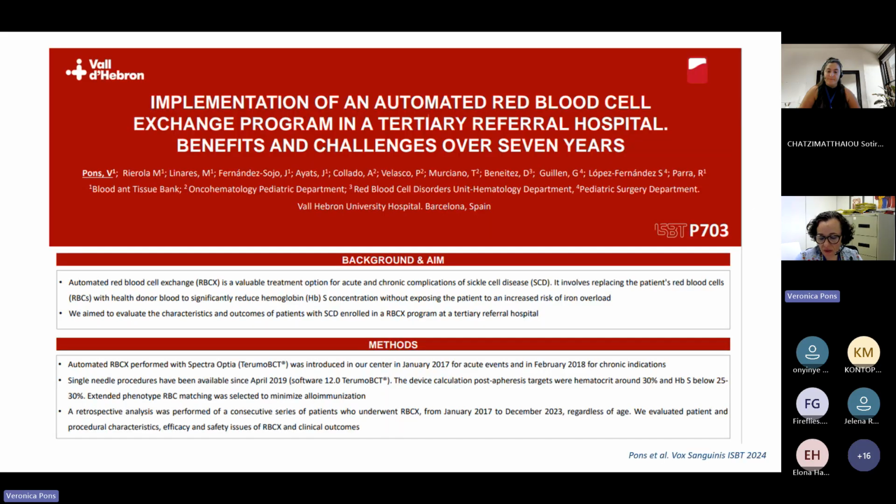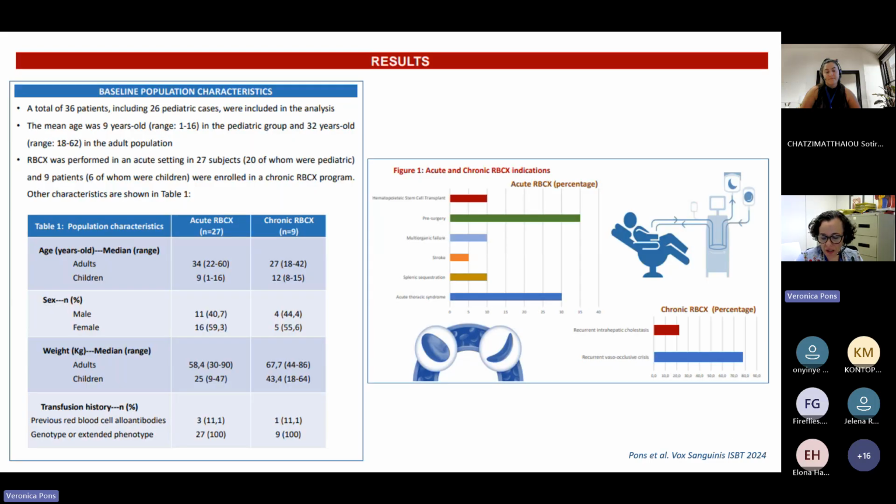And at the end of 2023, we presented our cohort data at the International Blood Transfusion Congress. It was, of course, a multidisciplinary project in which we analyzed our experience over 7 years. A total of 35 patients were included in the study, 26 of whom were pediatric. The procedure was performed in the acute setting on 27 patients, and 9 were included in the chronic program.